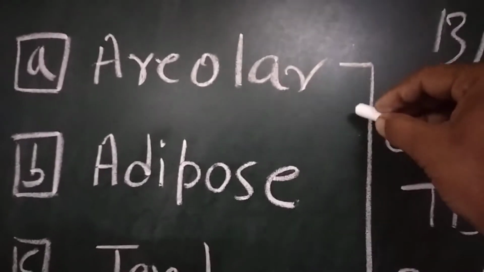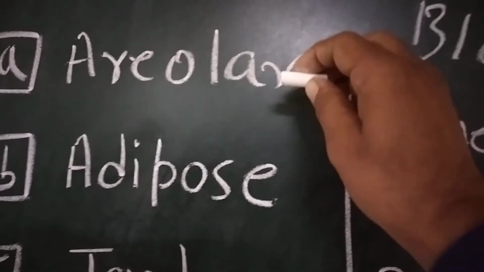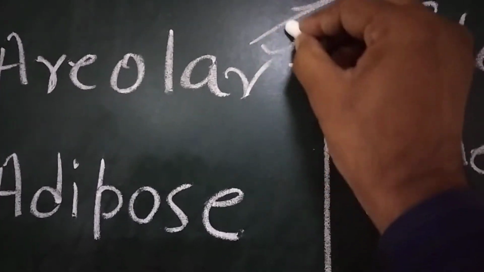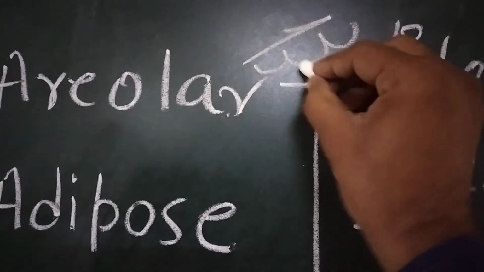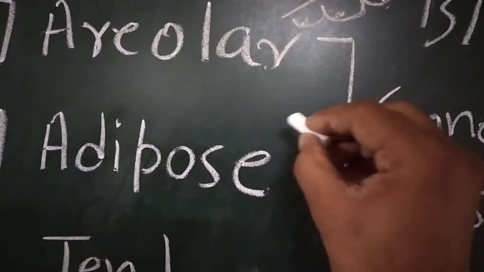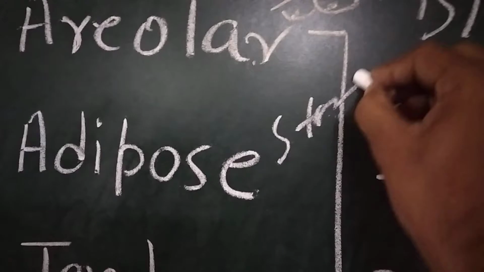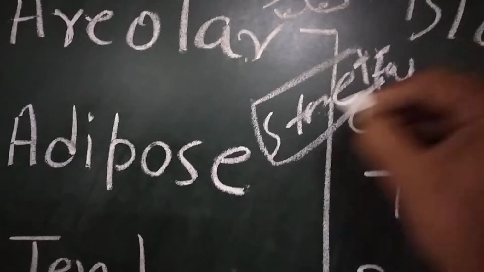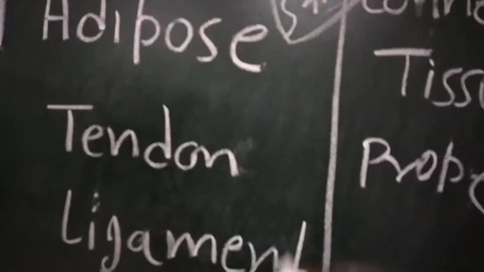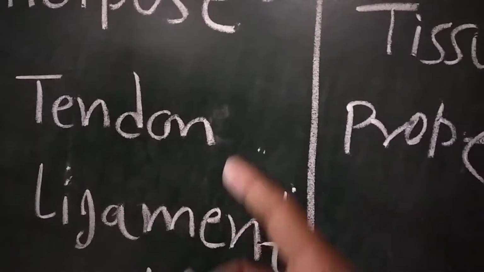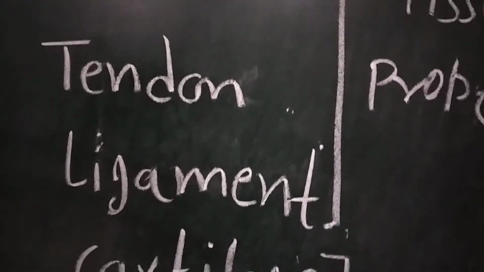So areolar tissue is present in the inner layer of your skin. Suppose there is your hand skin, so the inner layer of skin is called areolar tissue. It helps in protection against pathogens. Adipose tissue: adipose means a storage type of tissue, which stores fat in our body. That is called adipose tissue. Tendon and ligament are joined with the muscles and bone. That's why they are called tendon and ligament.